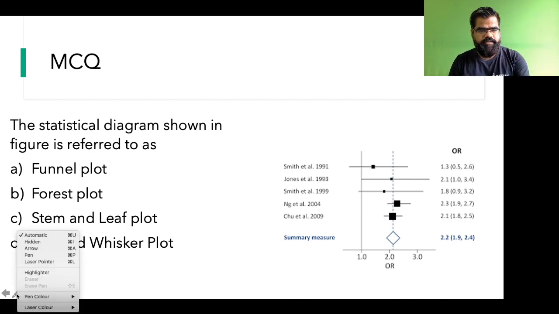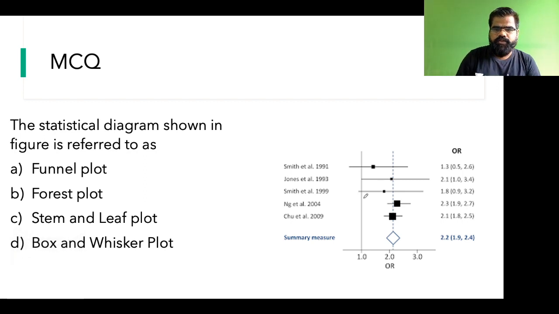If you see, let me take my pen. So if you see, this is an image. It's a statistical diagram. The question asks: the statistical diagram shown in the figure is referred to as? What is this? It's a graphical representation of something. You have odds ratio, you have horizontal lines with small boxes. Some boxes are big, some boxes are small. Then you have a diamond shaped structure. Here it is Smith et al., Jones et al., Smith et al., NG et al., Chu et al. So what can we make out?